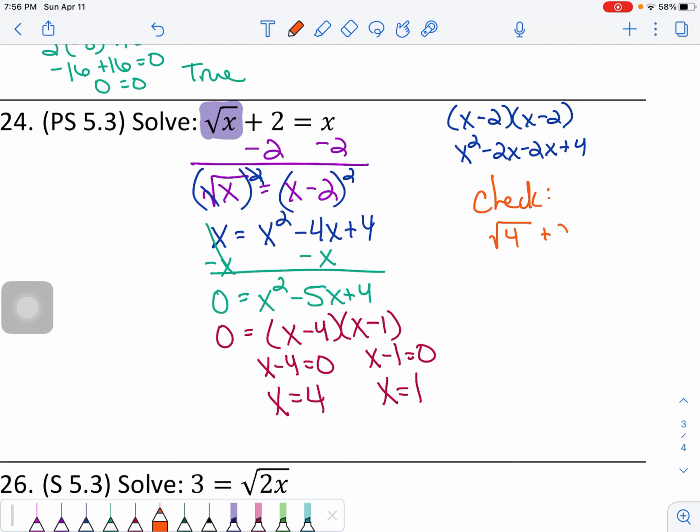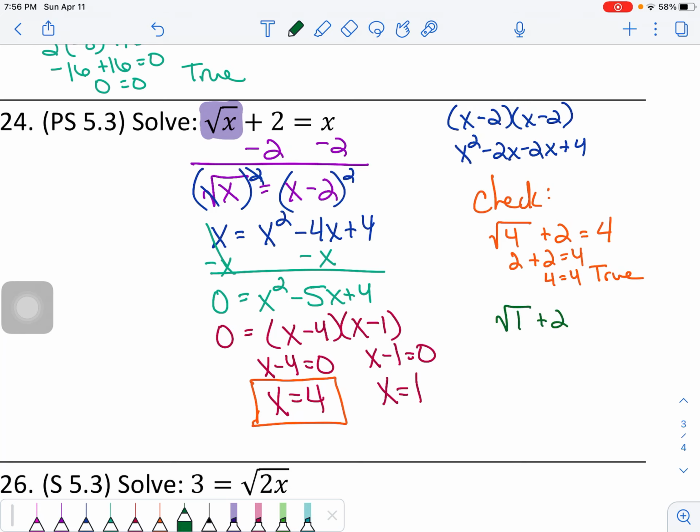So the square root of 4 plus 2 is equal to, so every place I had an x, I replaced it with a 4. So square root of 4 is 2, plus 2 equals 4. Yes, 4 equals 4. That is true. So I now know 100% that x equals 4. That doesn't tell me anything about x equals 1, so I need to check that one next.